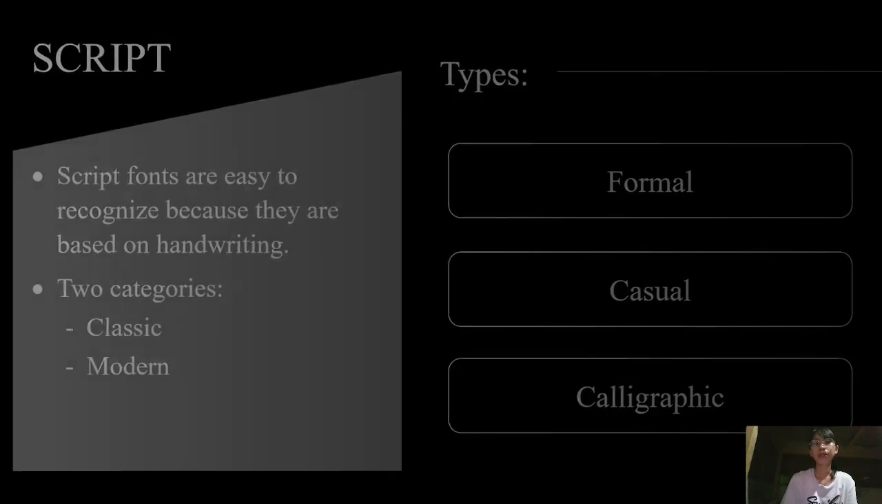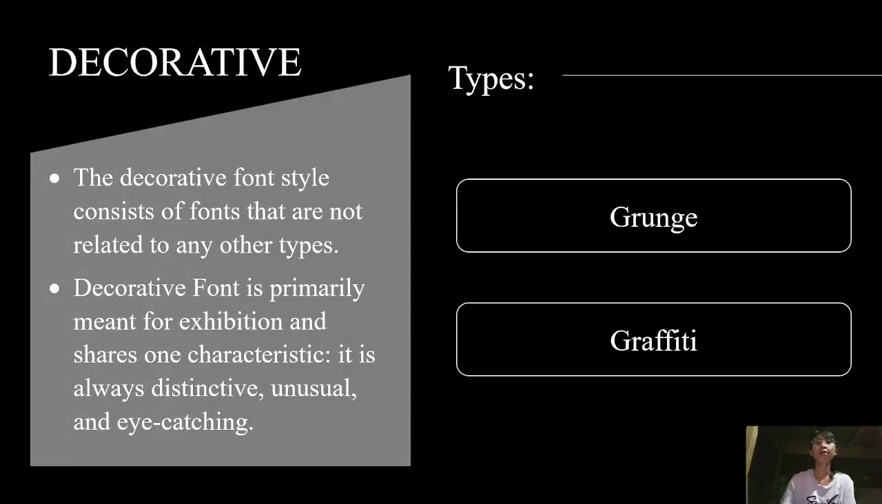And the last font is the decorative font, which consists of fonts that are not related to any other types. Decorative fonts are primarily meant for exhibition and share one characteristic. Take note that decorative fonts are always distinctive, unusual, and eye-catching. It has two types, the grunge and graffiti. The grunge rejects clean typography. It looks unclean and has a decayed appearance. And the graffiti is an expression of art that is typically found on public structures or walls.